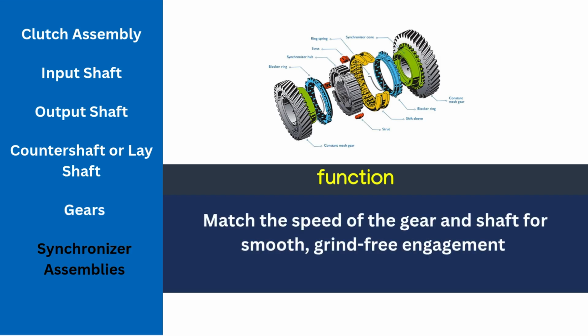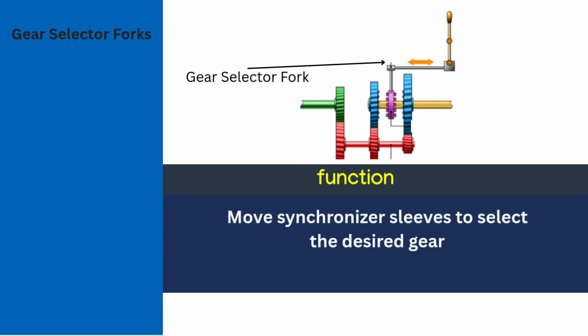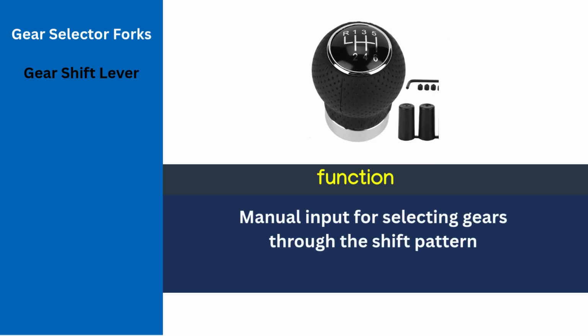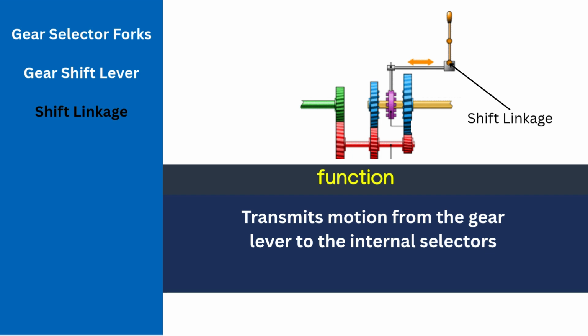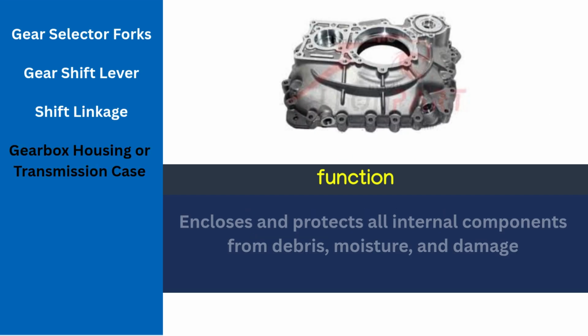Synchronizer assemblies. Match the speed of the gear and shaft for smooth, grind-free engagement. Gear selector forks. Move synchronizer sleeves to select the desired gear. Gear shift lever. Manual input for selecting gears through the shift pattern. Shift linkage. Transmits motion from the gear lever to the internal selectors.